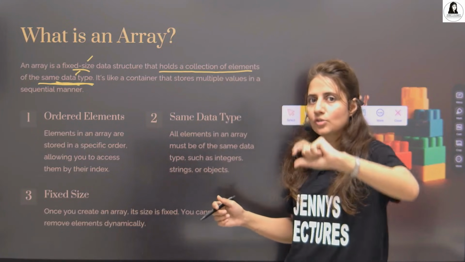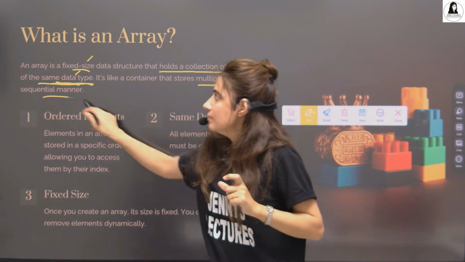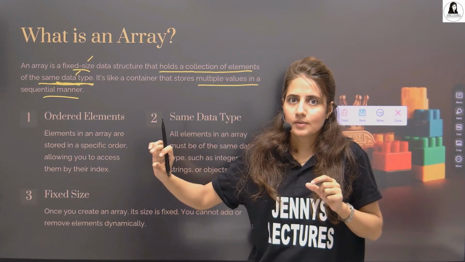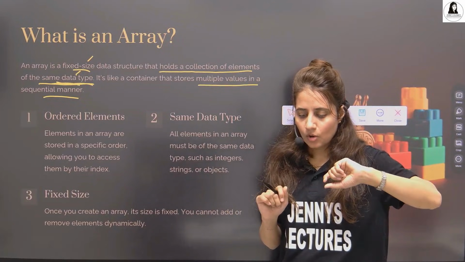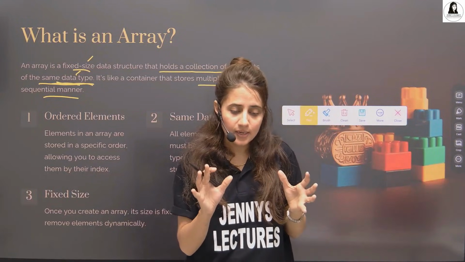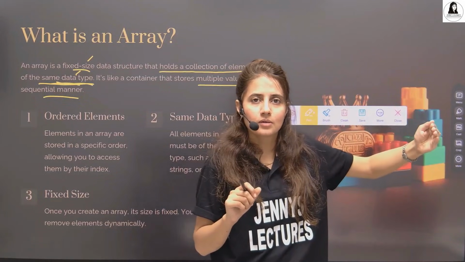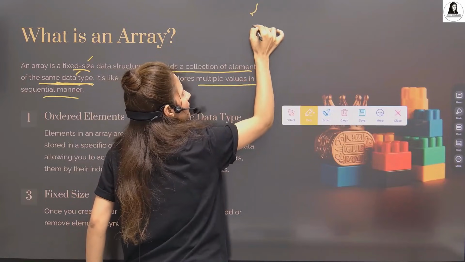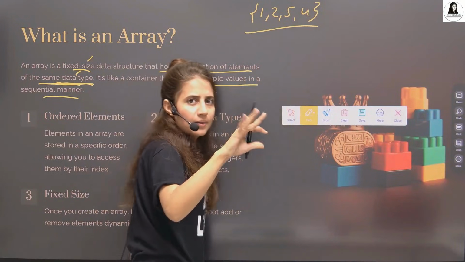So as an array is an object also, it is a container object that stores multiple values in a sequential manner, right? Sequential manner means all the elements in the array are stored in contiguous memory locations, meaning one after another. Like suppose I have these elements in an array: 1, 2, 5, 4. 4 elements in an array.